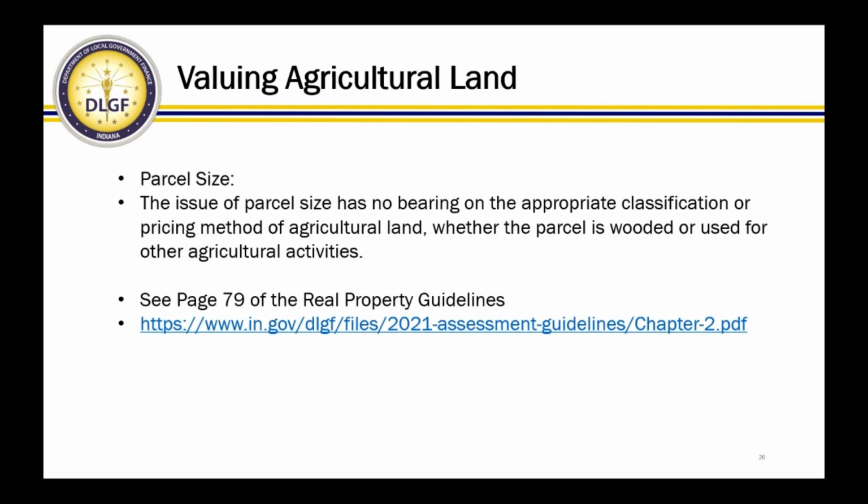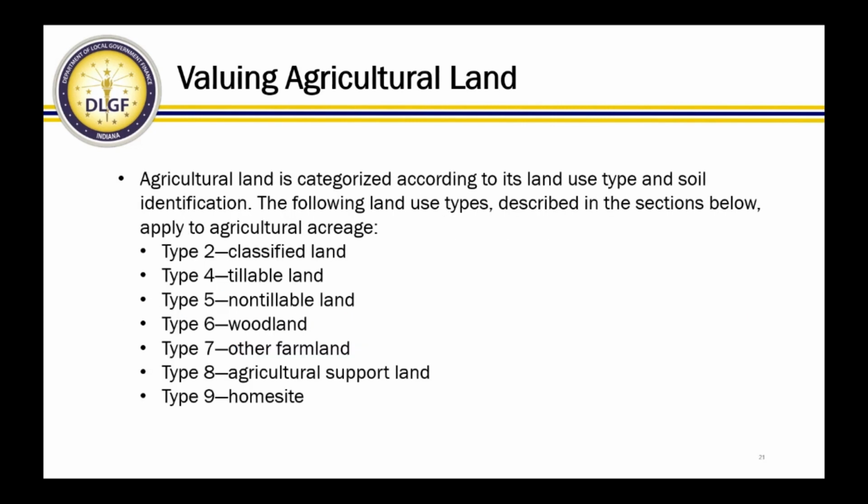As I mentioned a minute ago, parcel size does not factor into whether or not land is assessed as agricultural land, and/or whether the parcel is wooded or used for other agricultural activities. As you can see, there are several different types of agricultural land, or how land is identified and how it's assessed, and we'll go into details for each of these. The first one, type 2, is classified land. Then we'll talk about tillable land, non-tillable land, woodlands, other farmland, agricultural support land, and home sites.